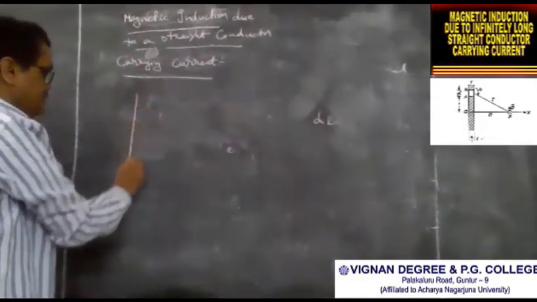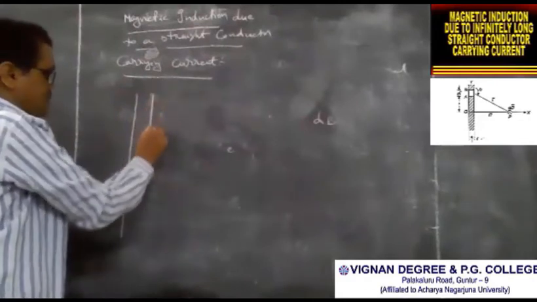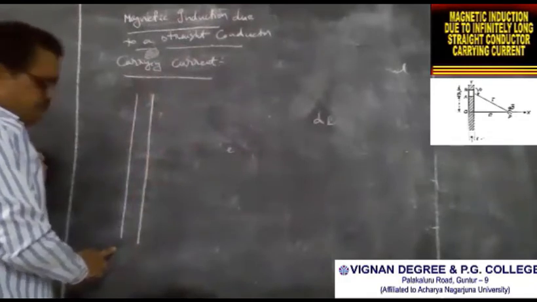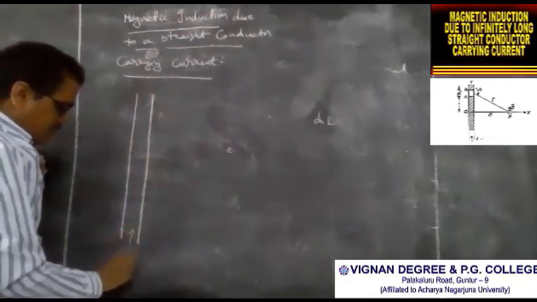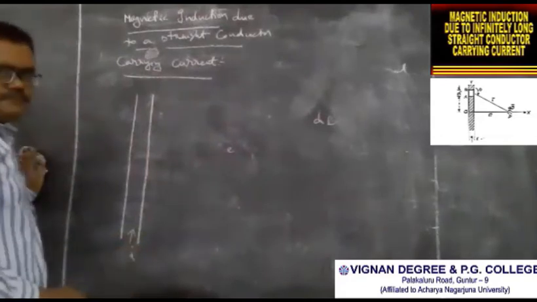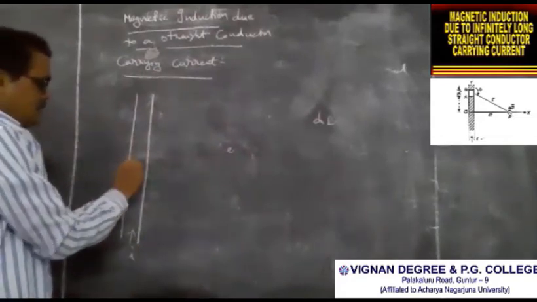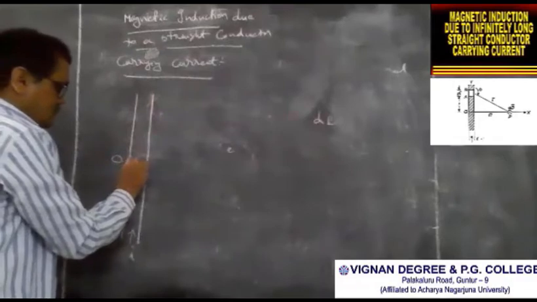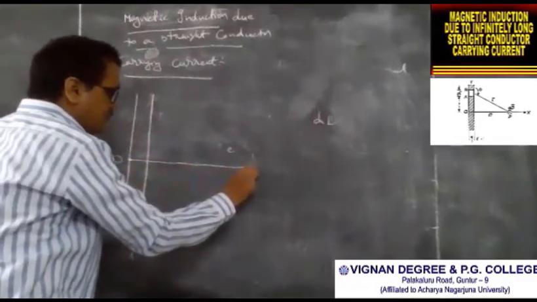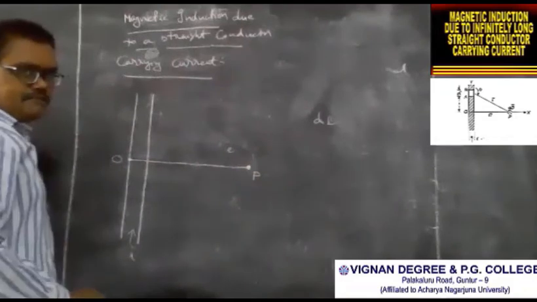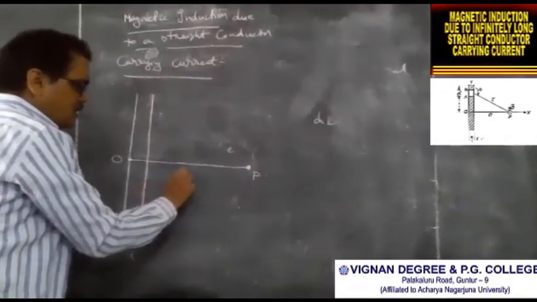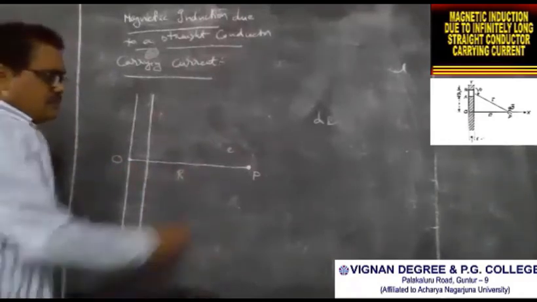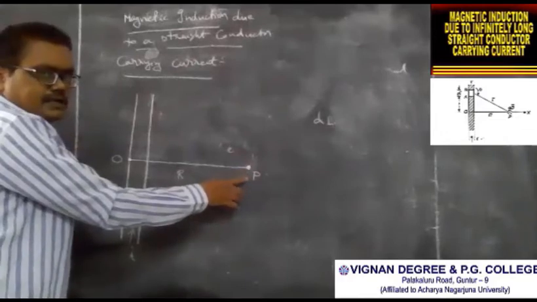Let us consider an infinite conductor. This is a conductor of infinite length. Let I be the current flowing through the conductor. Let O be the midpoint of the conductor. Consider a point P which is at a distance R from midpoint O of the conductor. Here we have to find magnetic induction at point P.